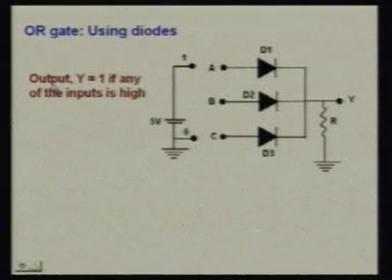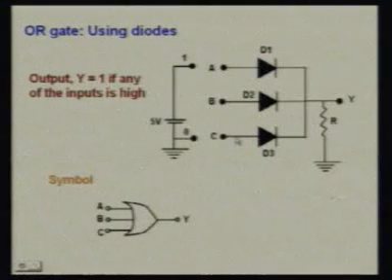So we can say output Y will be equal to 1 if any of the inputs is high. It means at least one input should be in high state to get output high. So again we can say the output will be low only when all the diodes are connected to zero state.